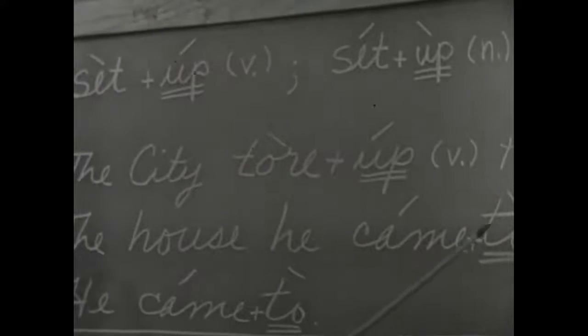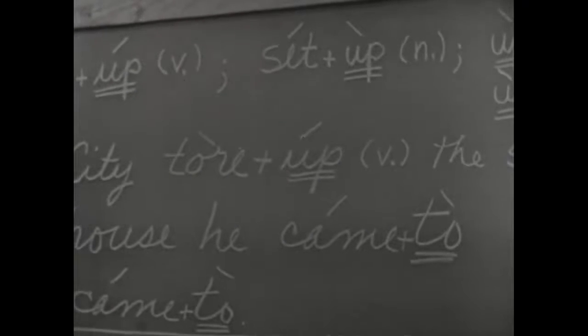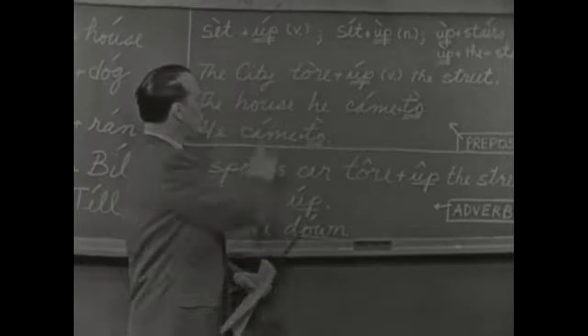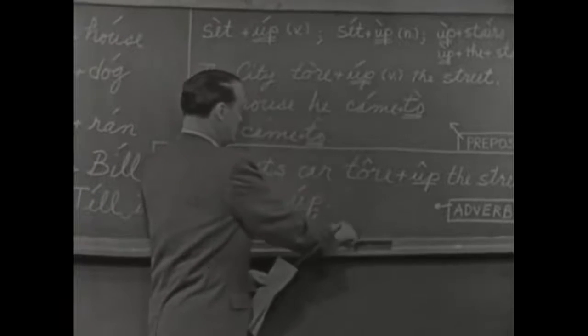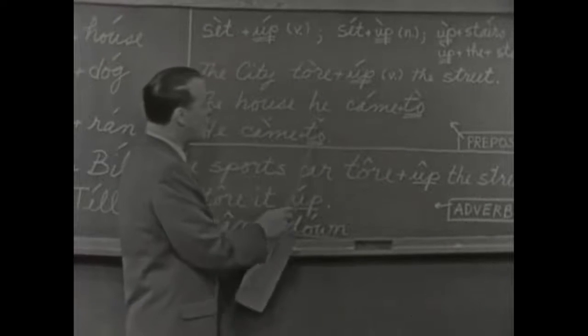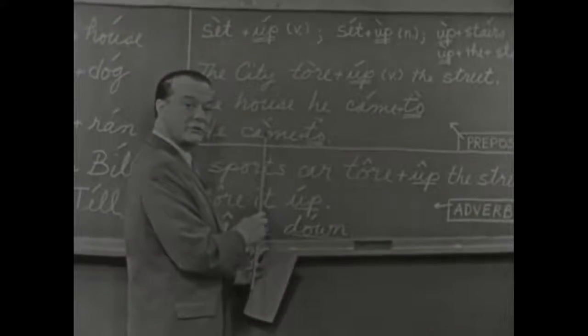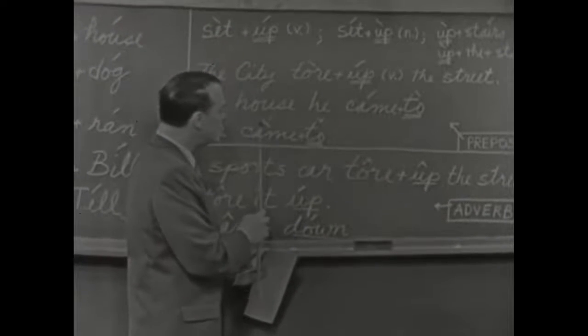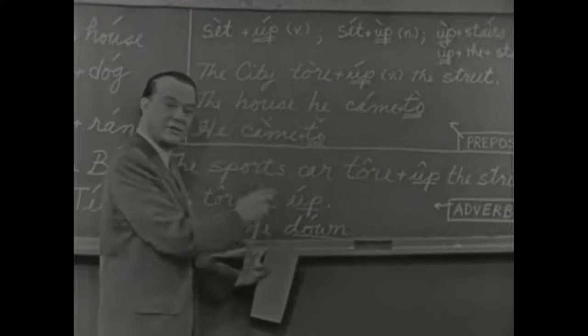The house he came to. Tertiary stress on this item here shows me it's a preposition. He came to. Let's reverse these. He came to. Now notice, I've got primary stress on to and tertiary stress on came. The to is still a preposition because there's only a tertiary stress in the phrase.